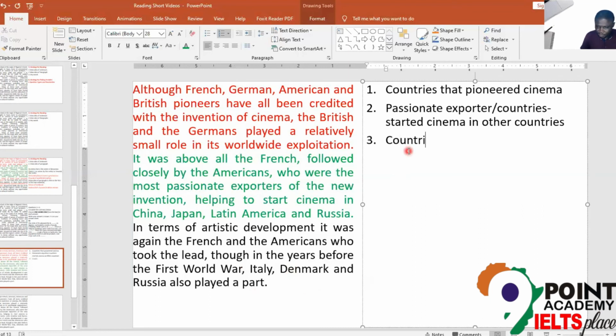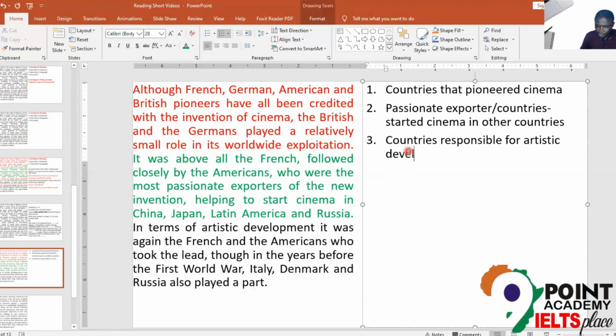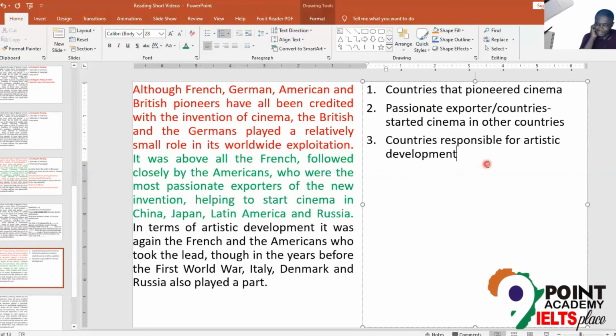Countries responsible for artistic development. You can see you don't need to memorize those things. Countries that pioneered cinema, countries that were passionate exporters, and countries that are responsible for artistic development. You can see that if you practice this, in under 30 seconds you have picked the main thing of the paragraph.